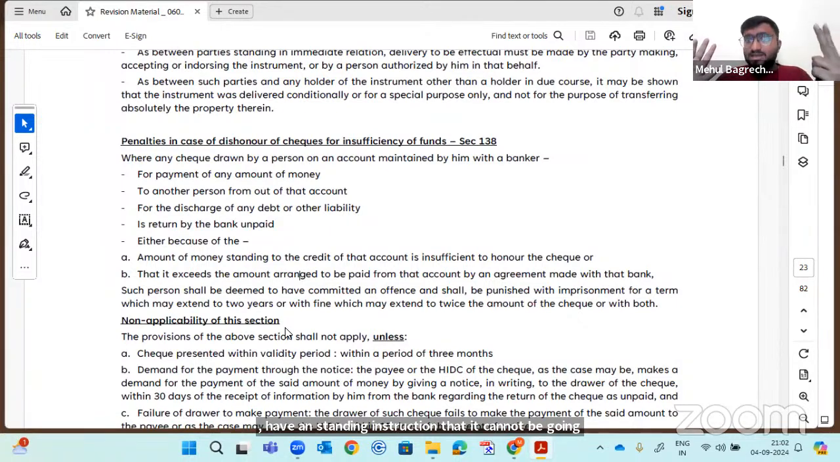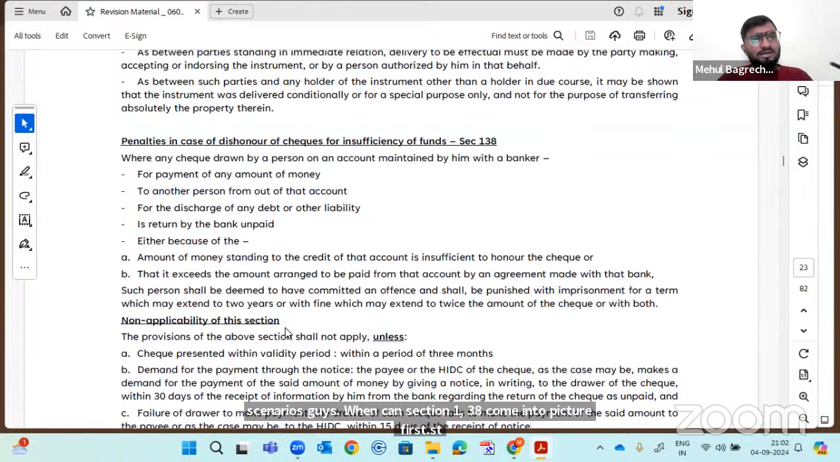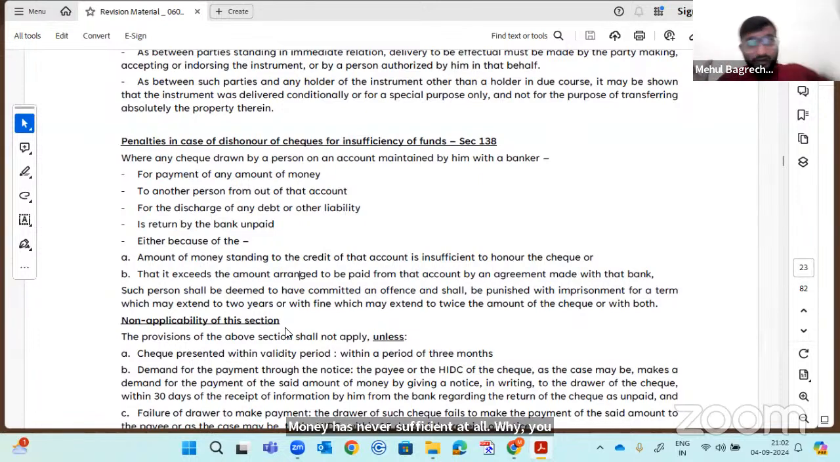Two scenarios, guys. When can Section 138 come into the picture? First, where there is insufficient balance. Classic childhood or classic student life. Money is never sufficient at all. Why? You get 500 rupees to spend the entire 30 days. How under the sky? I don't know.